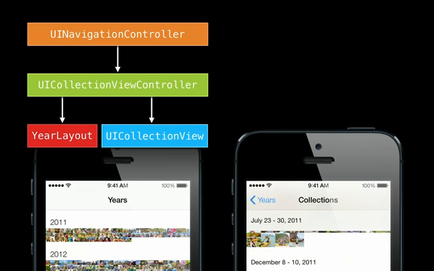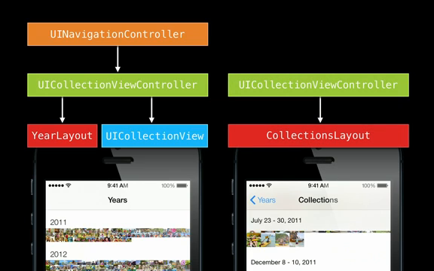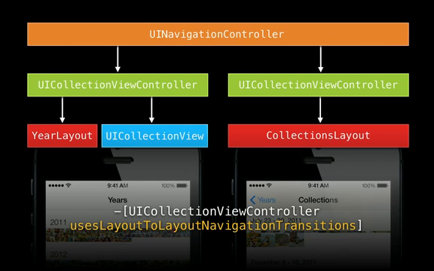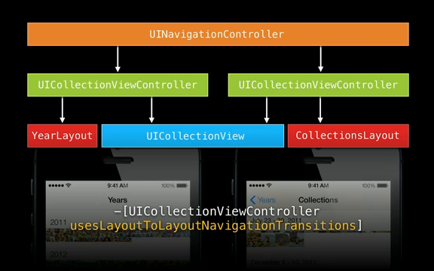Turning our attention now to the collections view, we would similarly create a layout for it and make a collection view controller for that. But before we push it on, we're going to use this new piece of API. It uses layout-to-layout navigation transitions. And when we set that to yes on the second collection view controller and push it onto the navigation stack, behind the scenes, UIKit is actually going to use that same collection view for both view controllers. And it's going to animate the transition between the collection view layouts at each level alongside the navigation transition.